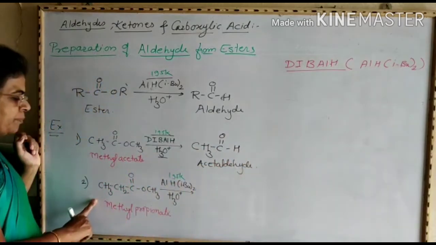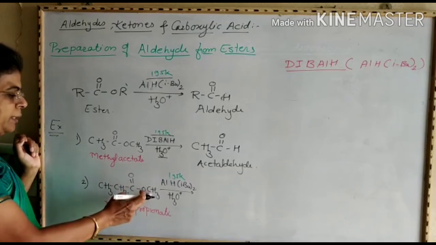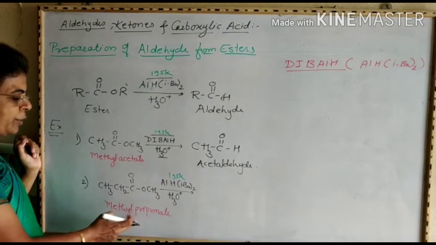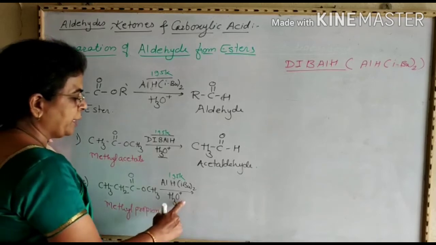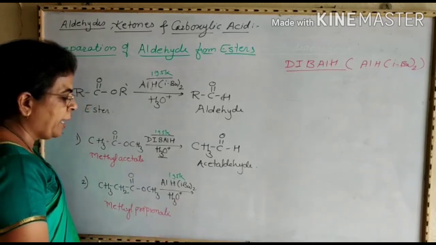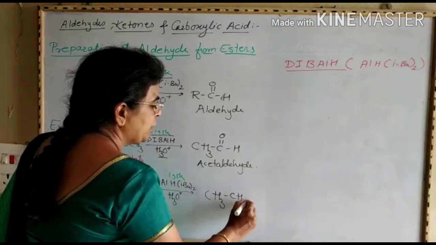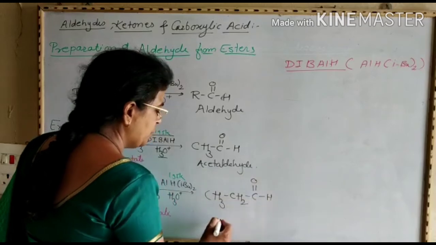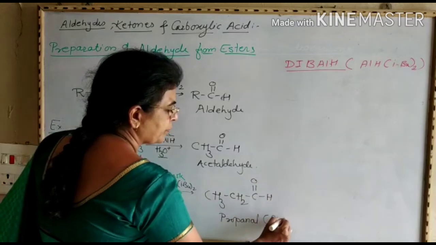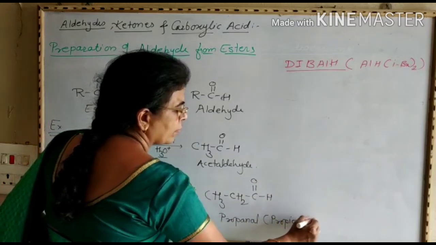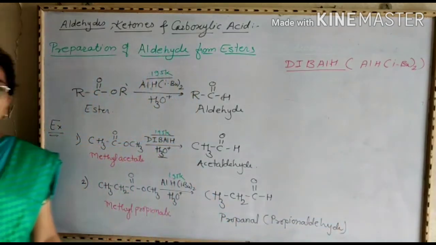Now the second example, methyl propionate, CH3CH2COOCH3. Here there are 3 carbon atoms, therefore it becomes propionate. When reduction of this methyl propionate is carried out in presence of diisobutyl aluminum hydride followed by hydrolysis, we will get CH3CH2CHO. This is propanal or propionaldehyde. In this way, we can prepare aldehydes by using esters.